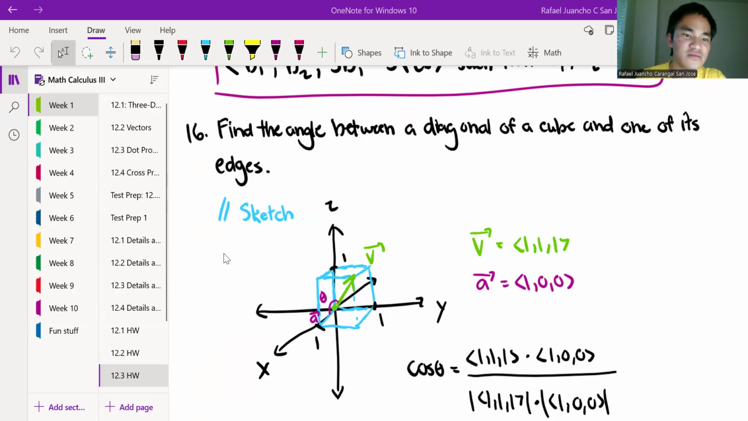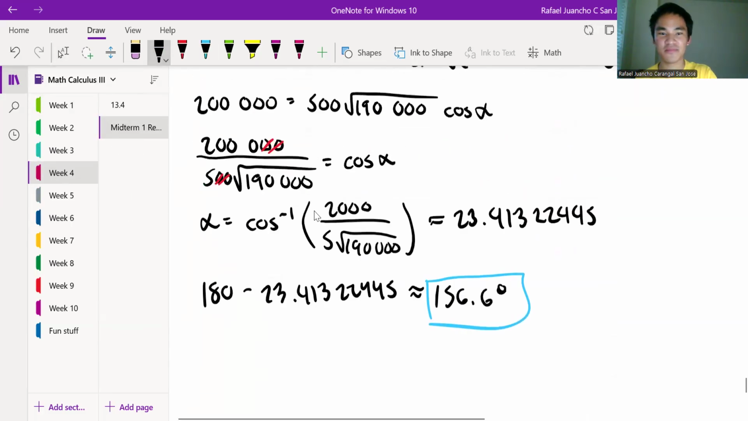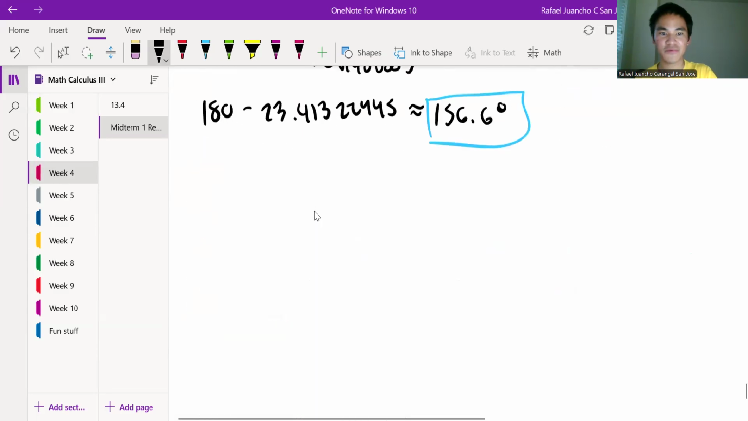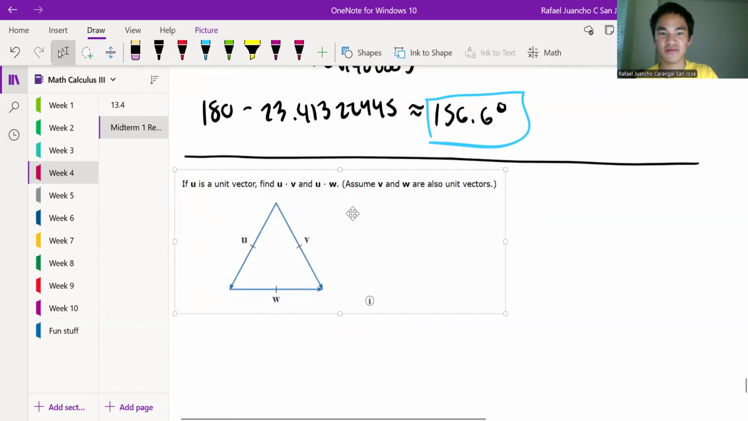If U is a unit vector, find their dot products. Assume V and W are also unit vectors. Oh, okay, this one's interesting. Let's do this, and then here I'm just exploring, I'm just having fun. Okay. Let's try this. Say, here I'm just exploring at this point. See if we can have some fun here.